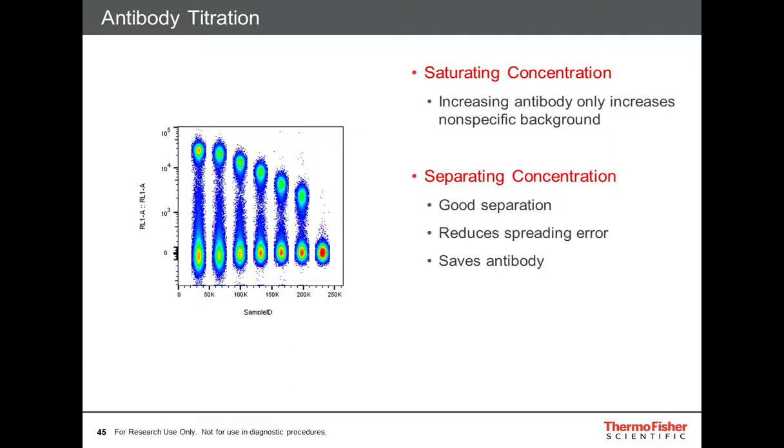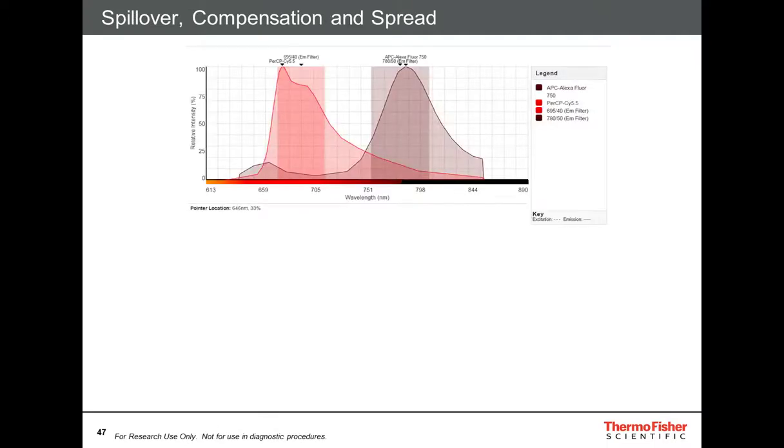A separating concentration gives you good separation of your cells, it reduces your spreading error, and it saves you antibody. So you can often use the separating concentration when you're only looking at the percent positives, which is really what the vast majority of us do when we're doing immunophenotyping.